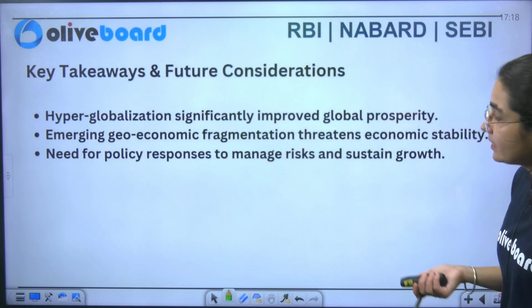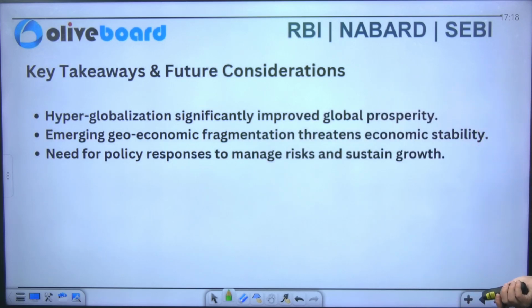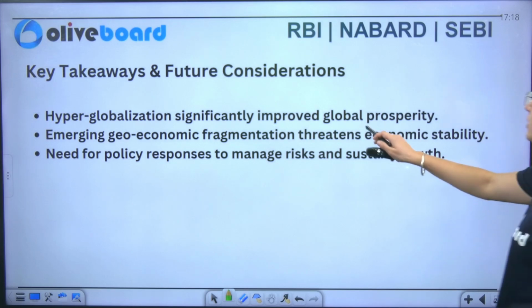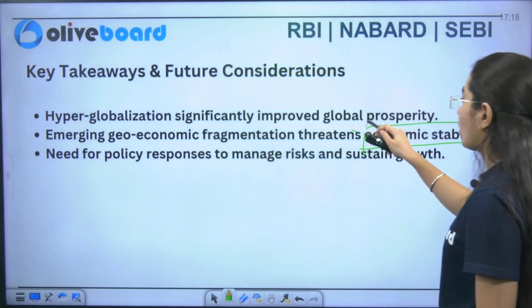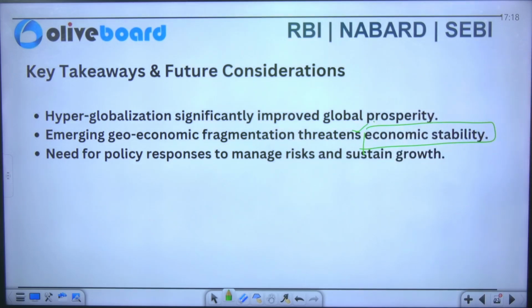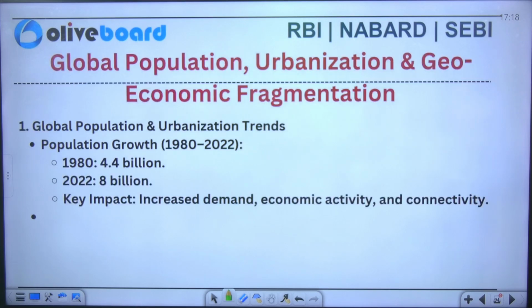Now, key takeaways and future considerations. Hyper globalization has significantly improved global prosperity. Emerging geo-economic fragmentation is threatening economic stability, and there is a need for policy responses to manage the risk and ensure sustainable growth. Next, you have global population, urbanization, and geopolitical, geo-economic fragmentation.